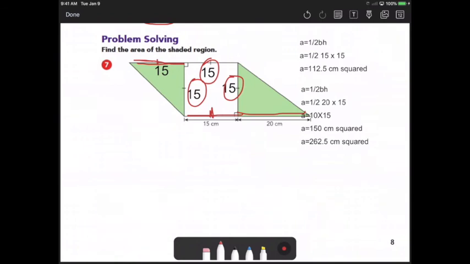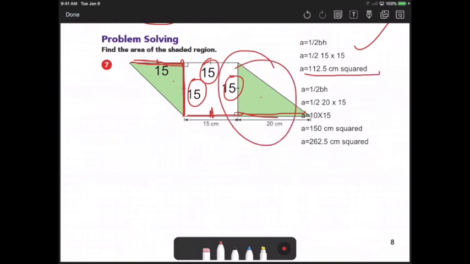So here's what I did. I figured out the area for each of the triangles and just added it up. So the first triangle right here, if this is 15, the height's going to be 15. So right here I have area equals 1/2 base times height, so area equals 1/2 of 15 times 15, and I figured out it was 112.5 centimeters squared. This one right here, the base is 20, the height's 15. So area equals 1/2 of 20 times 15. I took 1/2 of 20, which is 10, so that's going to equal 150 centimeters squared. So when you add them together, your final answer is 262.5 centimeters squared.